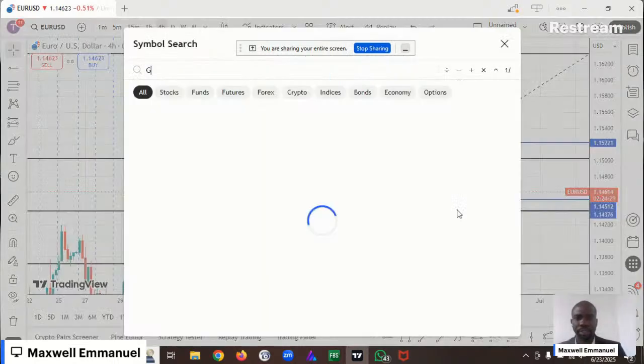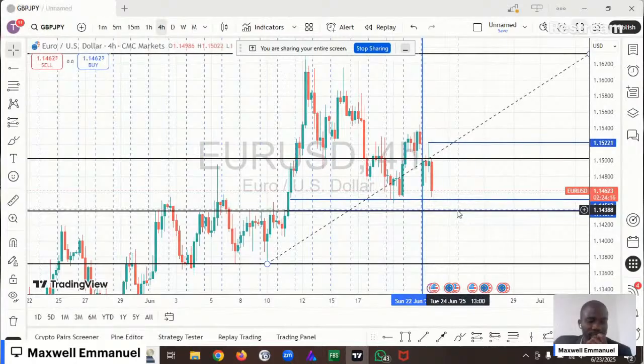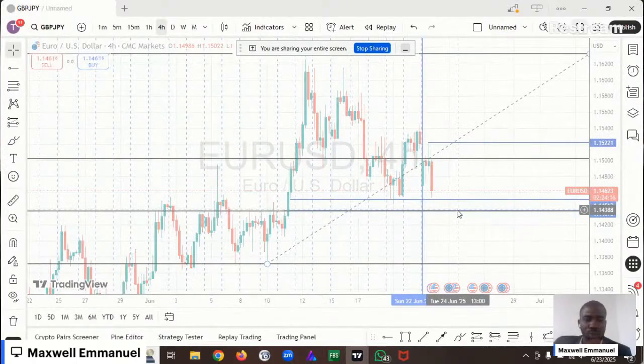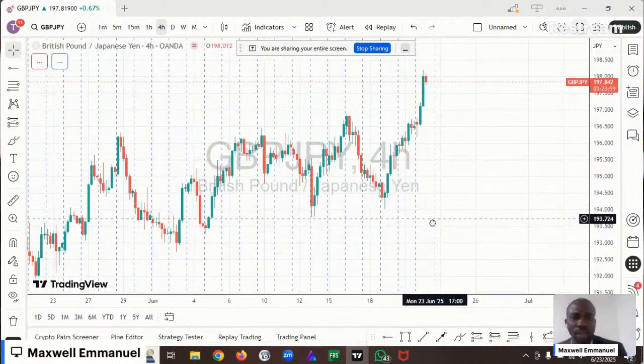GJ has been bullish. This is not the right time to buy GJ. GJ has been bullish for weeks. All through last week, GJ was bullish. So if you didn't buy GJ last week, I don't think it will be wise to buy this week.